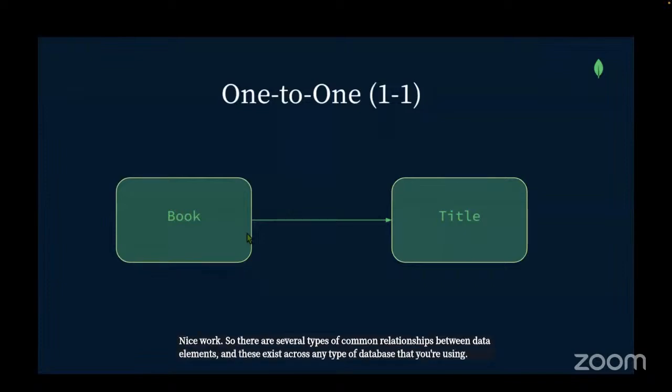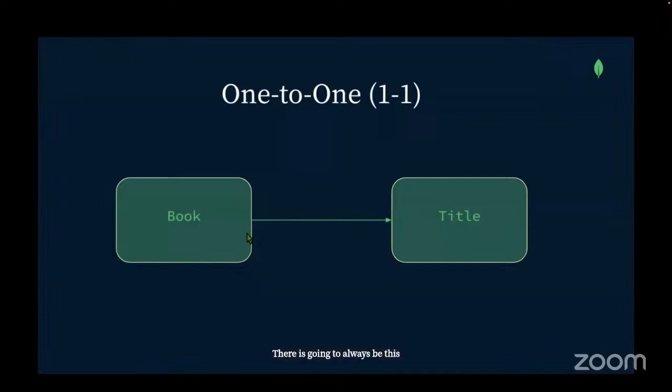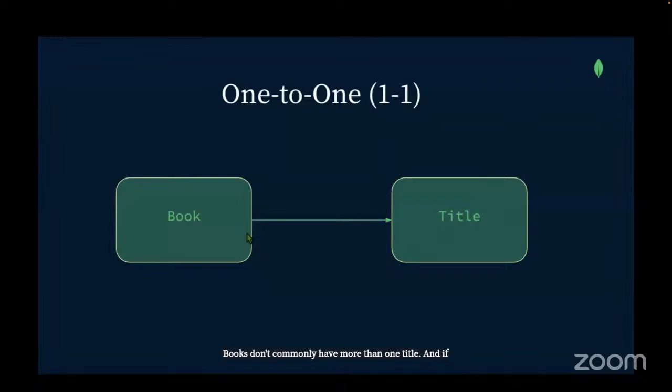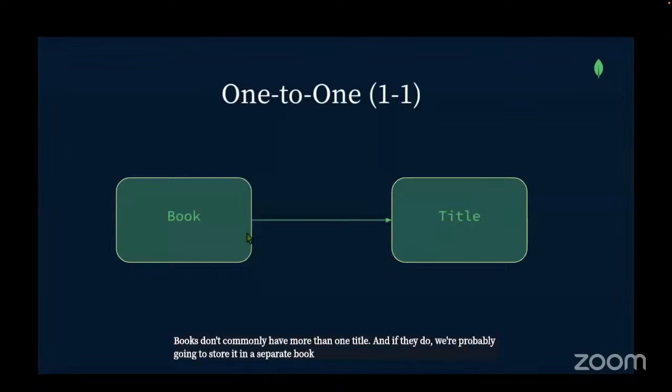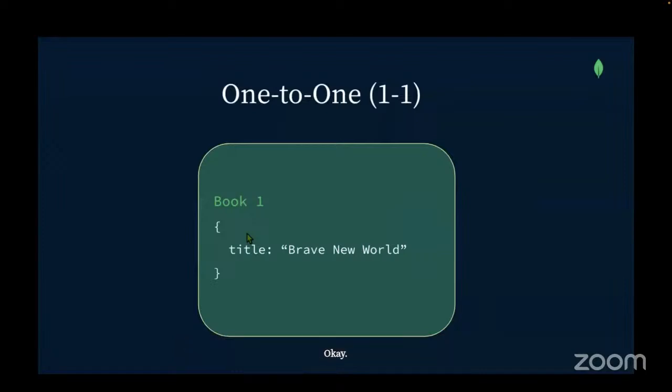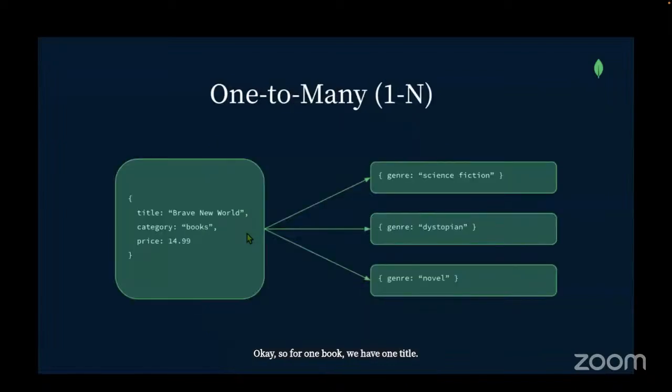There's always going to be this one-to-one relationship. For example, we have one title for every book. Books don't commonly have more than one title. And if they do, we're probably going to store it in a separate book document anyway, so it's still going to be a one-to-one relationship. This is what that would look like if that were the only data element. We would have a book document with a title. So for one book, we have one title. That's a one-to-one relationship. There is another type, which is one-to-n or one-to-many.